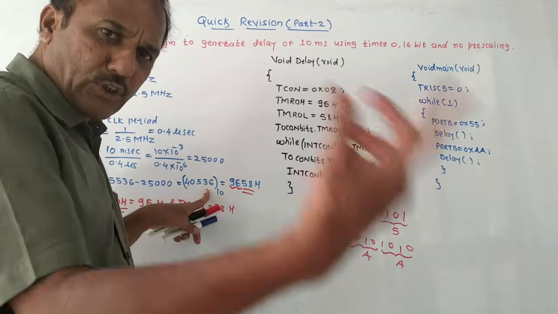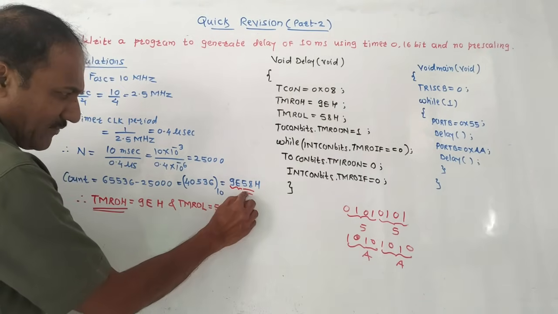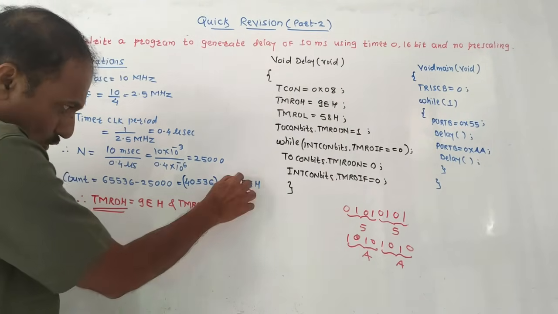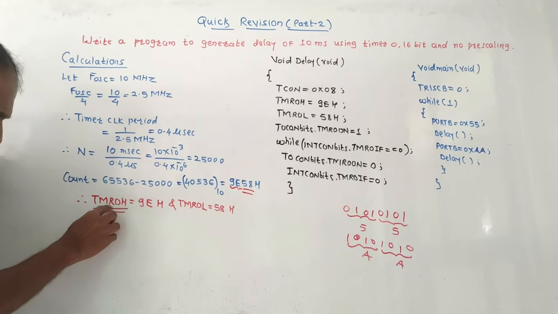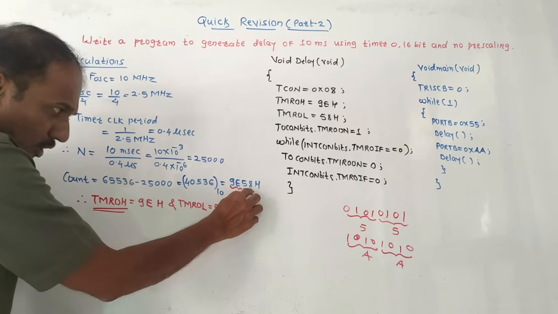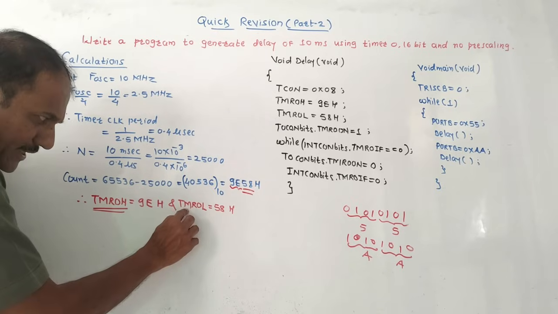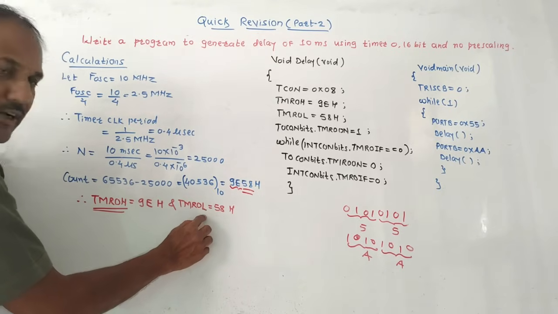It is in decimal. Convert it into hexadecimal. So it is 9E58H. That means the higher value 9E must be stored in the TMR0H register. The lower value 58H must be stored in TMR0L, that is the lower register.